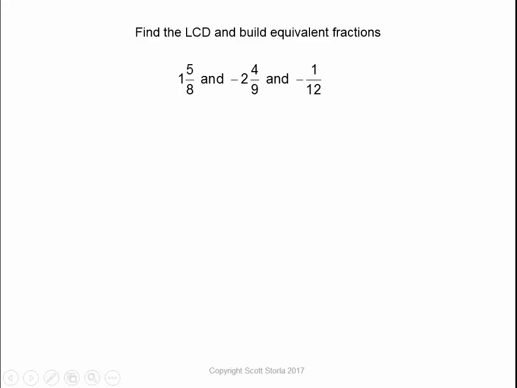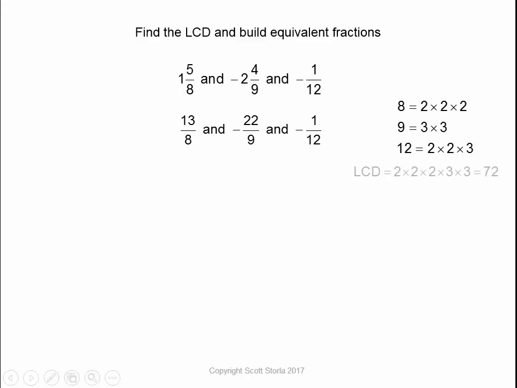Here's our next one. My first step would be to change -2 4/9 into -22/9. After prime factoring, I'd find the LCD is 72. My first fraction already has a factor of 8. It needs an additional factor of 9, so my form of 1 will be 9/9. My second fraction already has a factor of 9. It needs a factor of 8, so my form of 1 is 8/8.